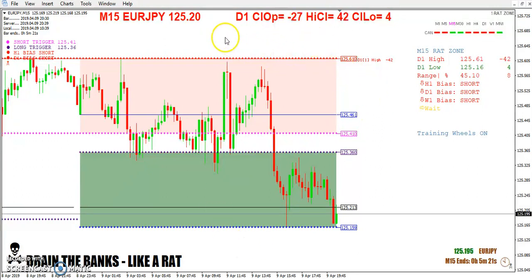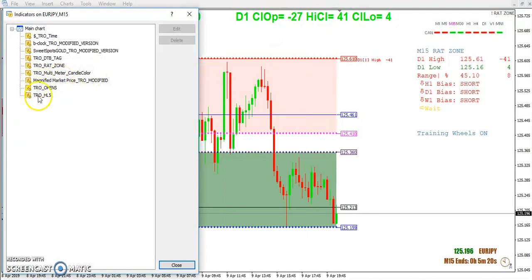You see this rat zone here. We've got the rat zone indicator that does most of this. The HL5 I just have for the previous day's high and low, so you kind of know what you're going on. The tag was just down there. The magnified market price, candle color indicator, B clock, the template name.